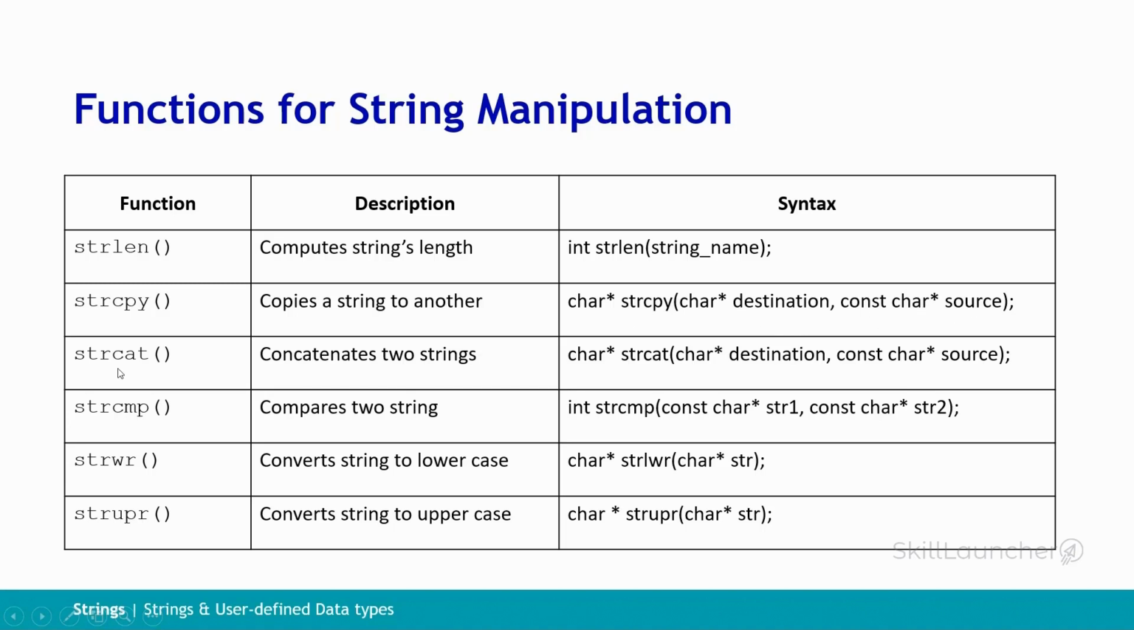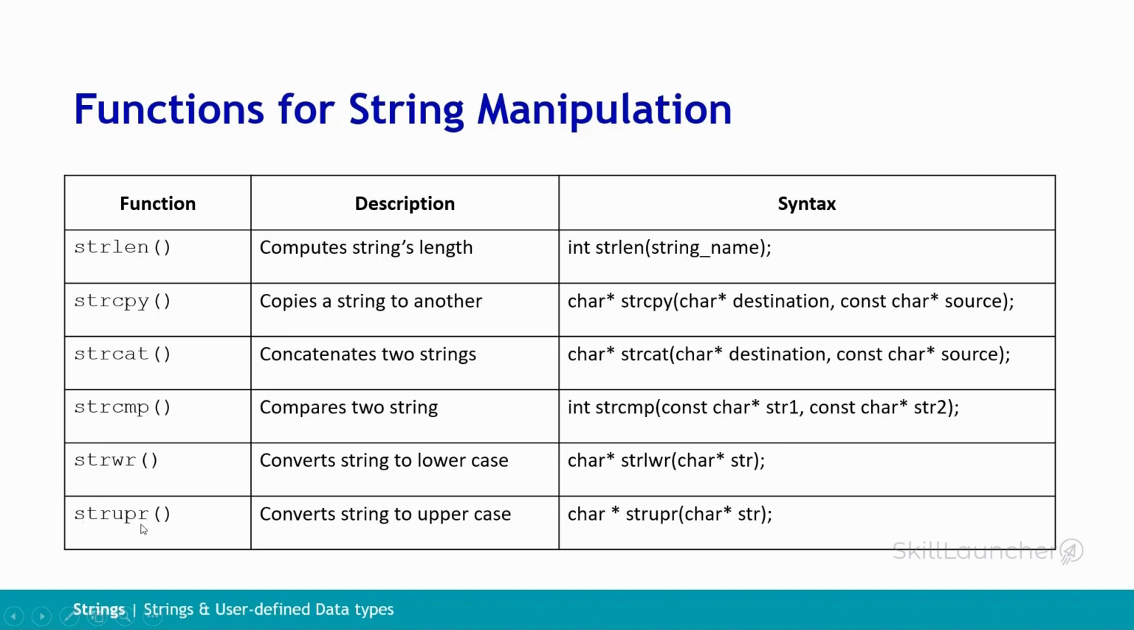Then the function strcat. It concatenates two strings. Similar to strcpy, it takes two parameters, that is a destination string and the source string. The source string is concatenated to the destination string. Then comes the strcmp function, which compares two strings. It takes two parameters as str1 and str2 and it returns an integer value. If it returns 0, that means both the strings provided are equal. It returns negative value when str1 is smaller than str2. It returns a positive non-zero value when str1 is greater than str2.